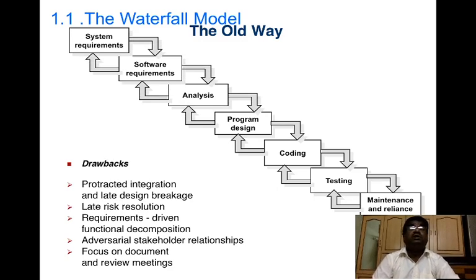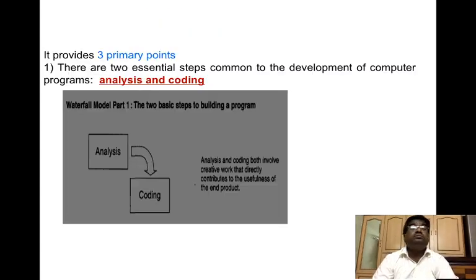The waterfall model is also known as the linear model. It is a step-by-step development model. It is useful only for small scale projects. In case of large scale projects, the waterfall model may definitely not support. The drawbacks were already given to you. These are the main drawbacks of the waterfall model.